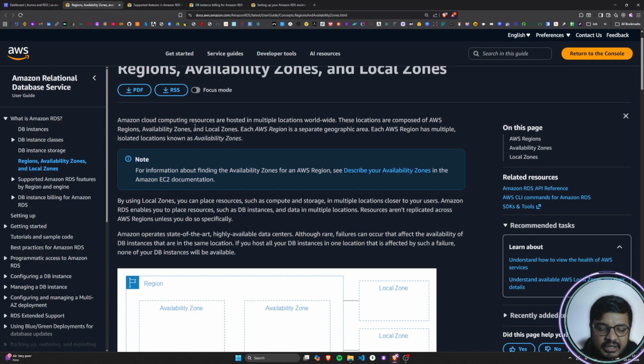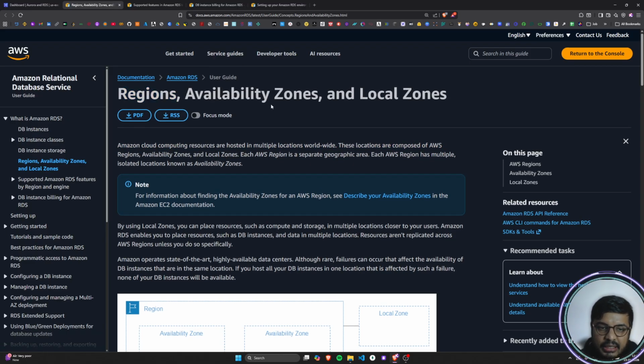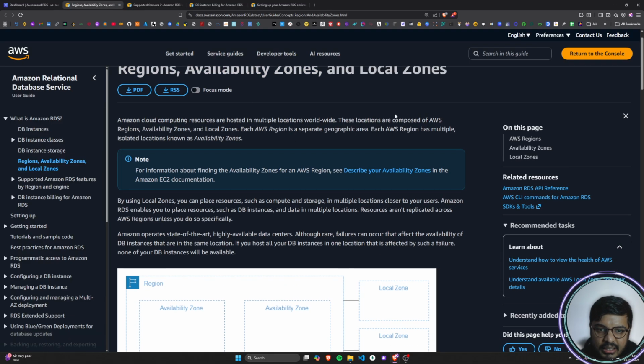and how these will affect the different RDS services, and maybe they can also play some part in the database engine also. So Amazon cloud computing resources are hosted in multiple locations worldwide, right? We are already aware of this fact that there are multiple regions in which AWS data centers are hosted, and inside one single region there are at least three availability zones that are available, right?